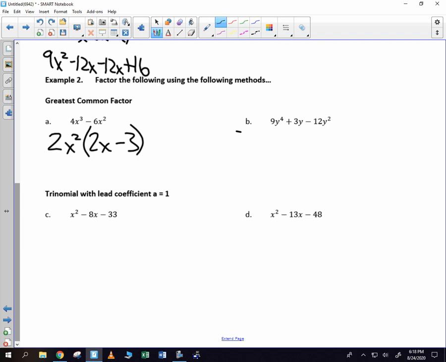This common factor, we take out 3y, and you get 3y to the 3rd plus 1. You take a 3y, you get 1, because when you redistribute it back through, you have to make sure you come up with that 3y. Minus, it looks like we get a 4y. Okay, so that's greatest common factor.